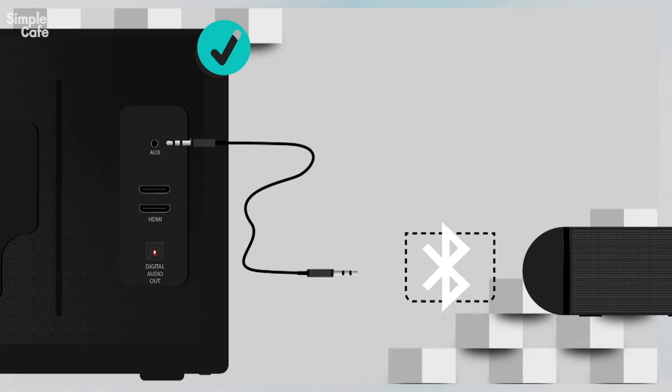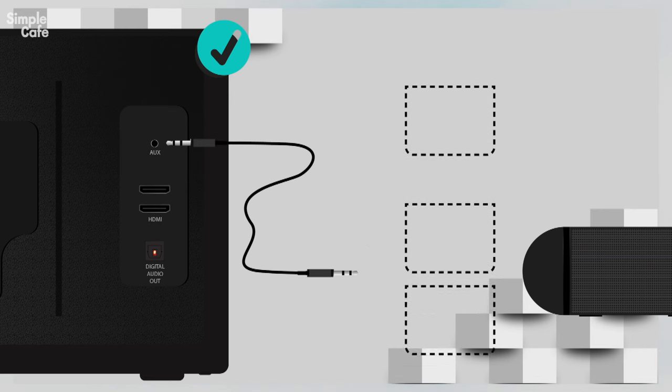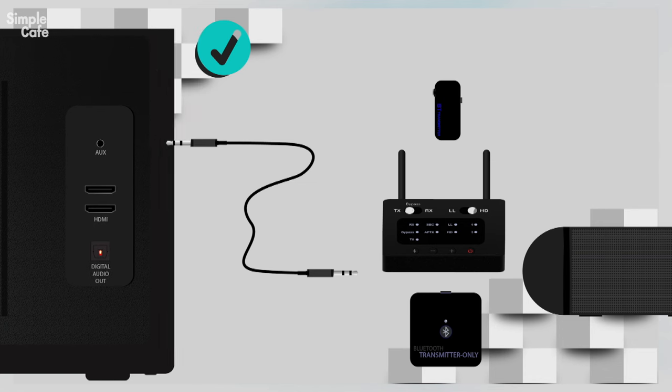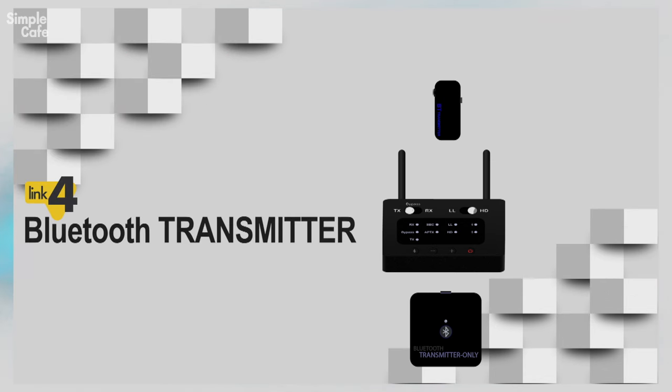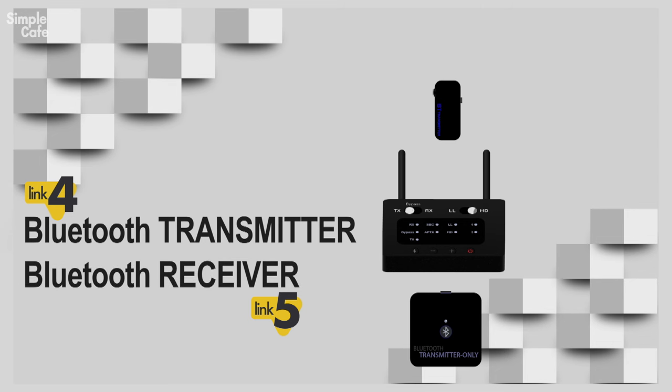In this case, let's say we're going to use an aux cable. Alright, this end goes to the TV and the other end goes to a device that may look like one of these. Now, before we go any further, don't confuse a Bluetooth transmitter with a Bluetooth receiver.